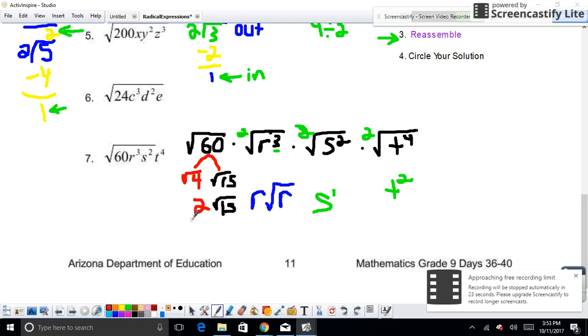What goes outside? The 2, the R, the S, and 2 T's. So I got 2RST squared. All of that is outside. What goes inside? The 15 and the R. So I write radical 15R. This would be my answer.